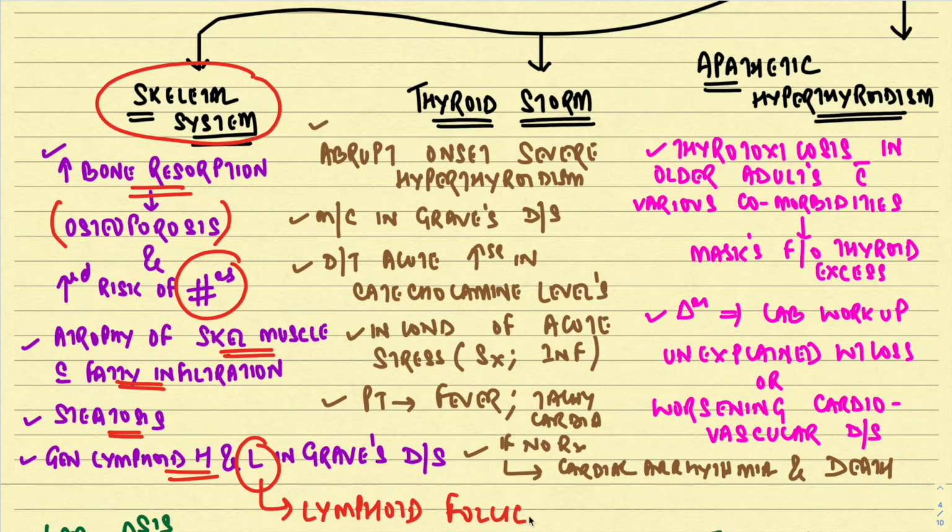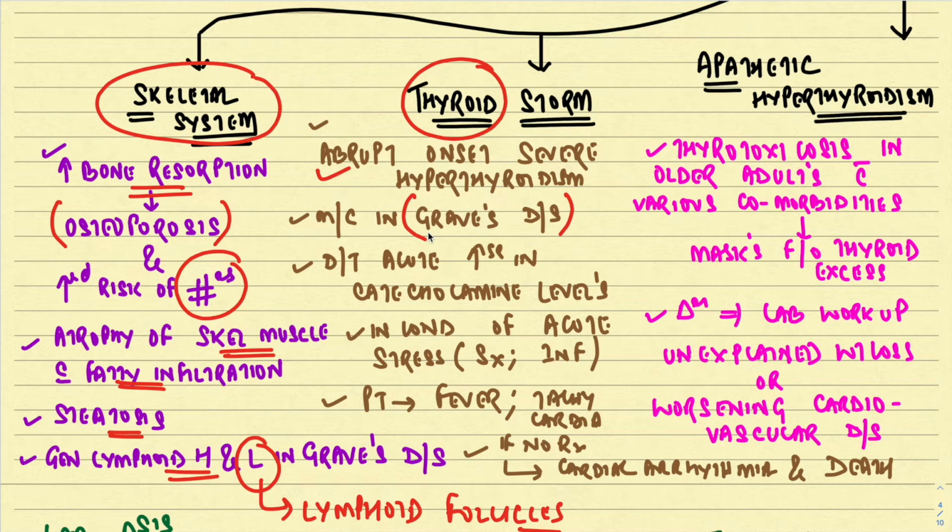Lymphoid follicles are seen in Graves' disease. Now, the second important clinical feature of hyperthyroidism is the presence of thyroid storm. There is an abrupt onset of hyperthyroidism in case of thyroid storm. It is most commonly seen in Graves' disease.